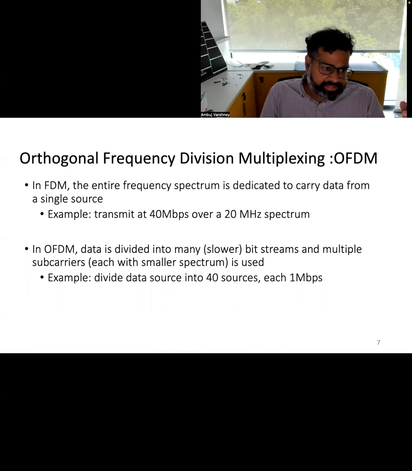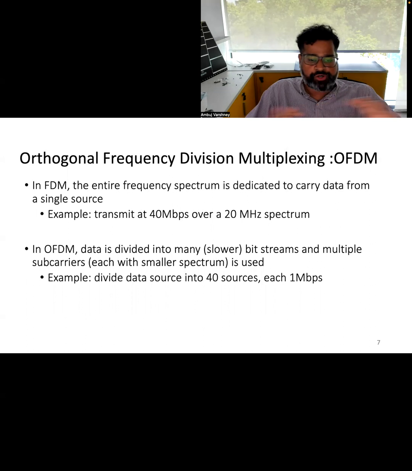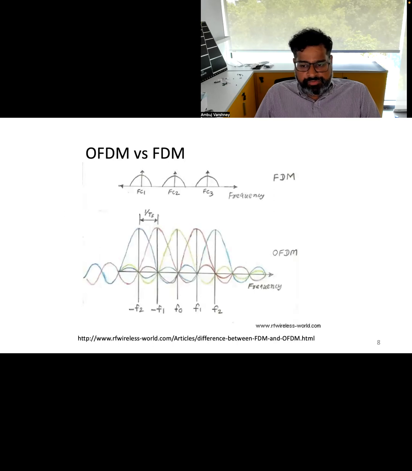So one way to look at it is that in case of OFDM, we could divide the data source into 40 different sources, each with 1 megabit per second, while in FDM, we had one source which was transmitting 40 megabits over 20 megahertz spectrum. So in a nutshell, the presence of guard band and orthogonality of the carrier is something that actually distinguishes OFDM from FDM, and we can understand this pictorially from this diagram that is presented on the slide. So there is a clear separation between various subcarriers, and these are orthogonal, and they are also sort of intersecting, as you can see from this diagram.